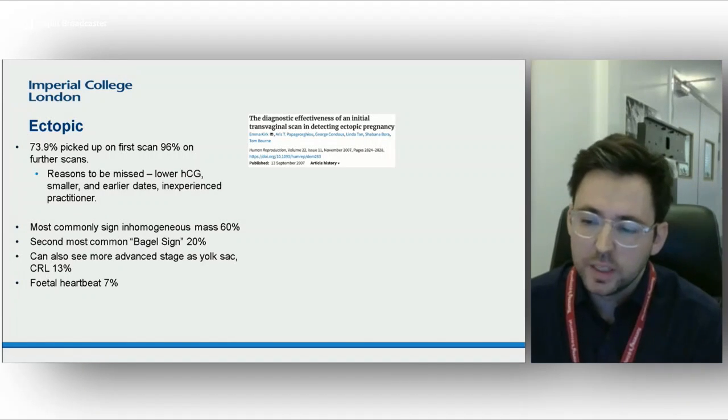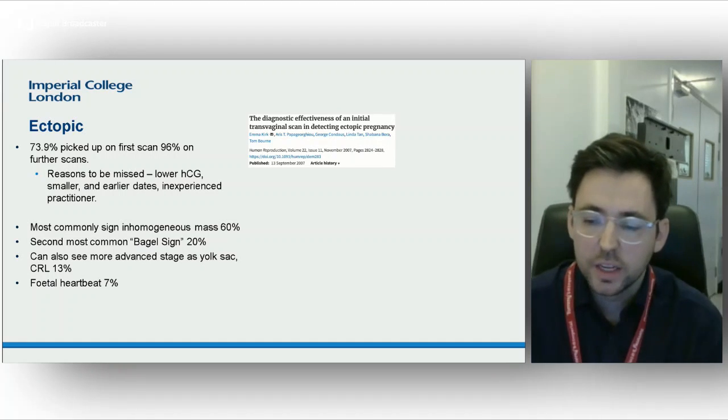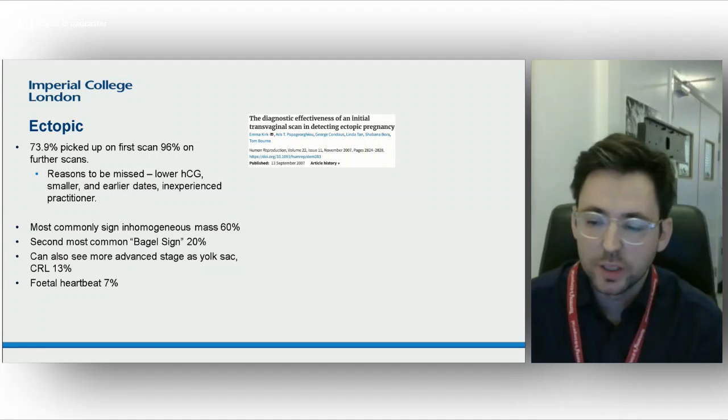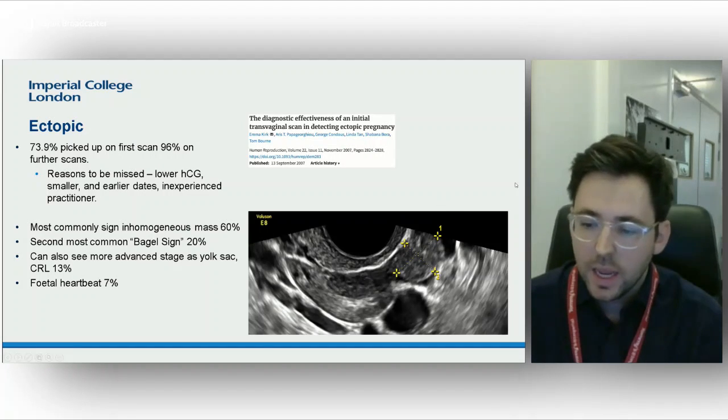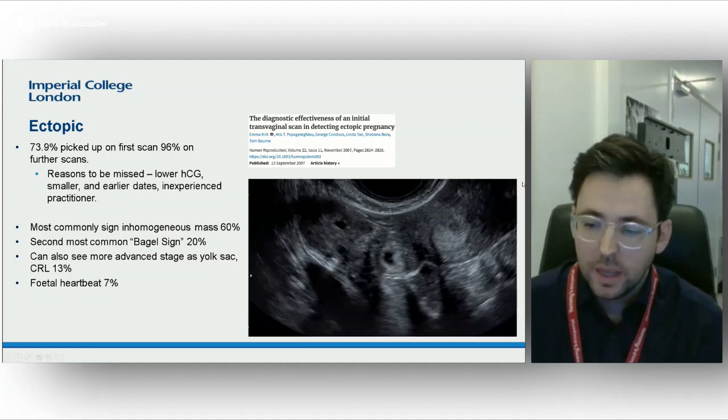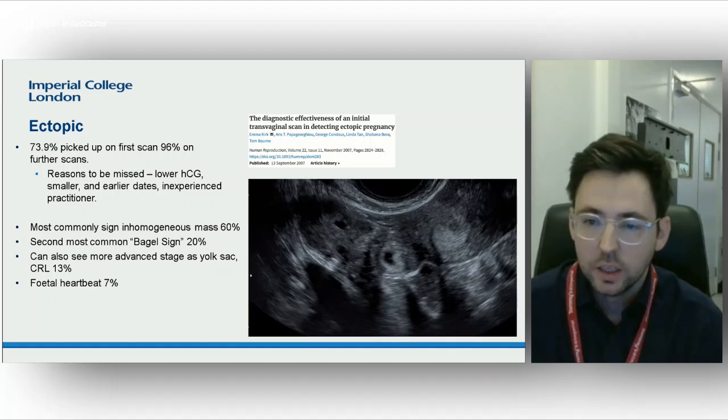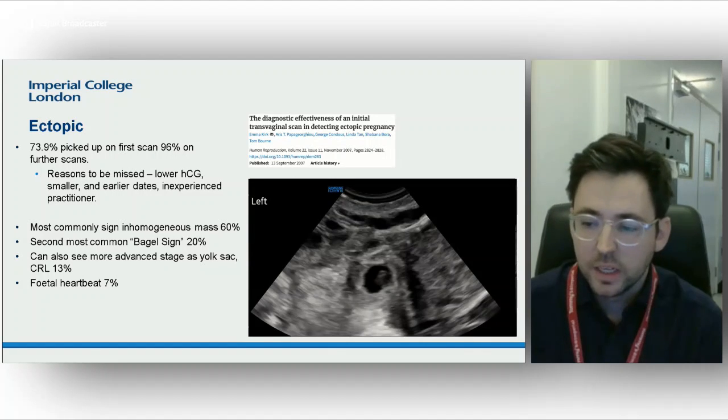An ectopic is estimated to be picked up in just under 74% of initial scans in this paper, and this rises to the high 90s on further imaging and follow-up. The mass that is most commonly reported, as we saw in the last talk, is an inhomogeneous mass or blob sign. We can see an image of that here, followed by a bagel-shaped mass, and then more advanced gestational pictures such as a yolk sac, and finally a CRL.